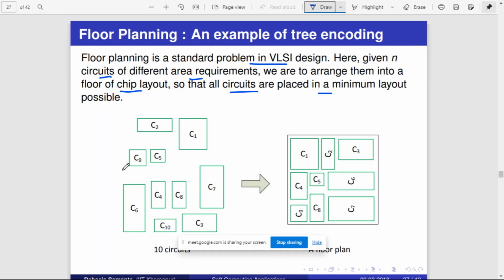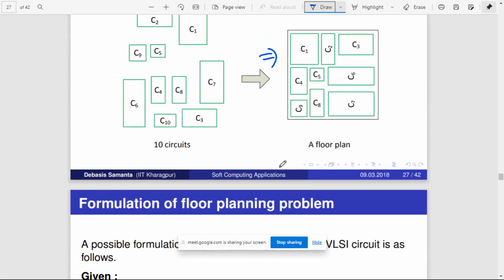Okay, so the problem is what? These are the different circuits and these circuits should be arranged in such a way that they should occupy a total of minimum layout area. So this is the problem. There may be different ways of arranging these circuits. So here it is arranged in one style. Like that there may be multiple ways of arranging this in different styles. Okay, but how can we identify the minimum solution?